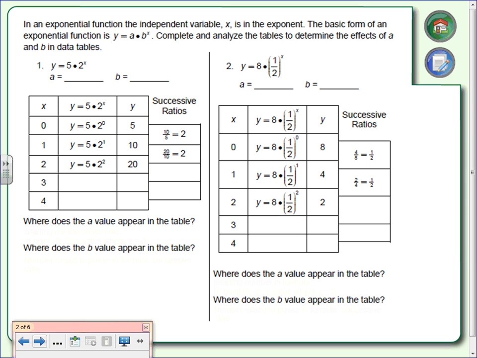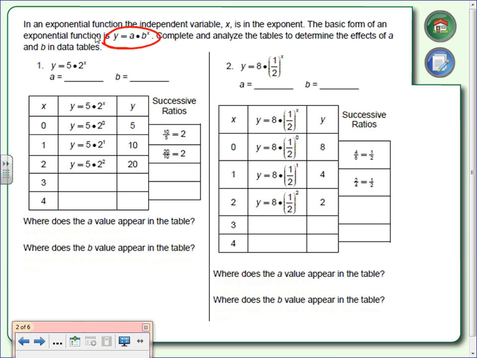Up at the top of your page, it says that in an exponential function, the independent variable x is the exponent, which is why we call it an exponential, because it's the exponent. The basic form of an exponential is this right here. I need you to circle that for me: y equals a times b to the x power. This is what we call an exponential. What they want us to do is complete and analyze the table to determine the effects of the a and b in the data tables.